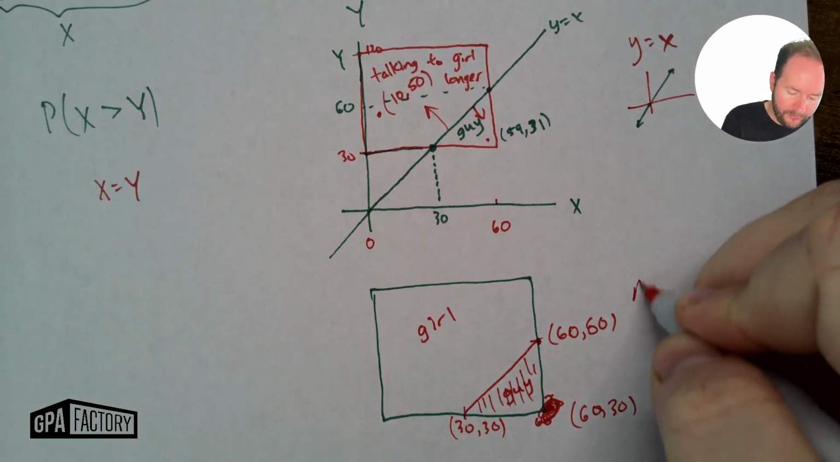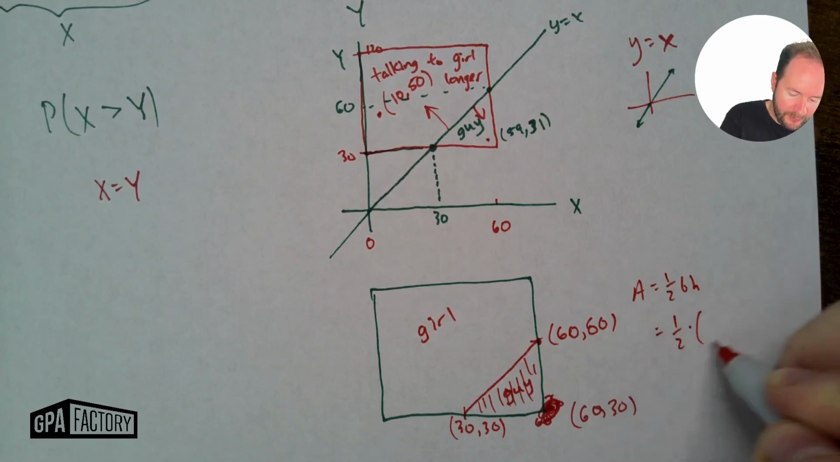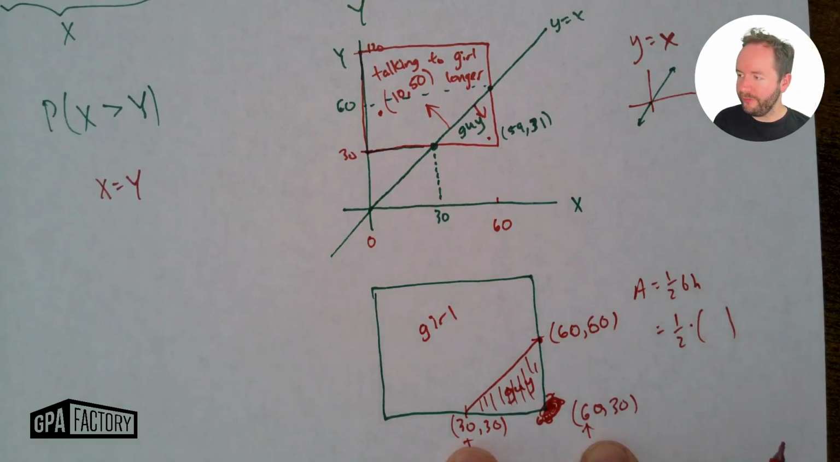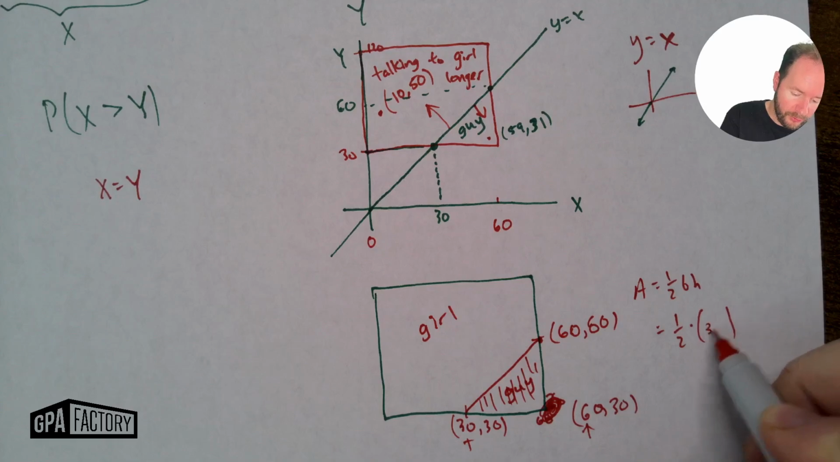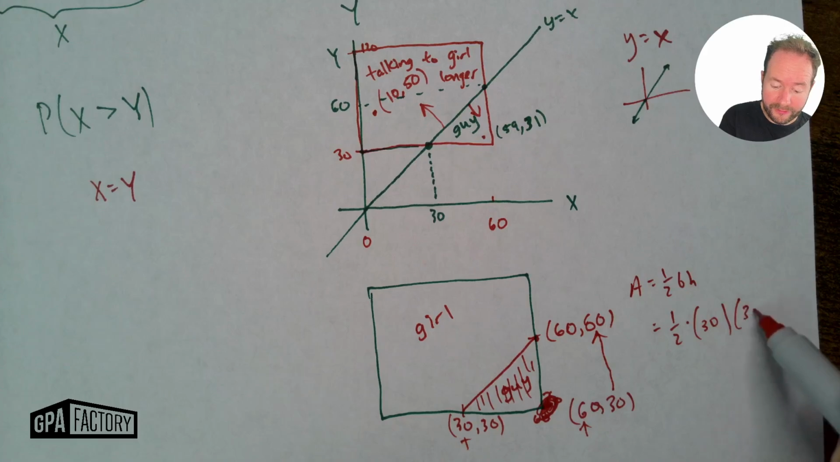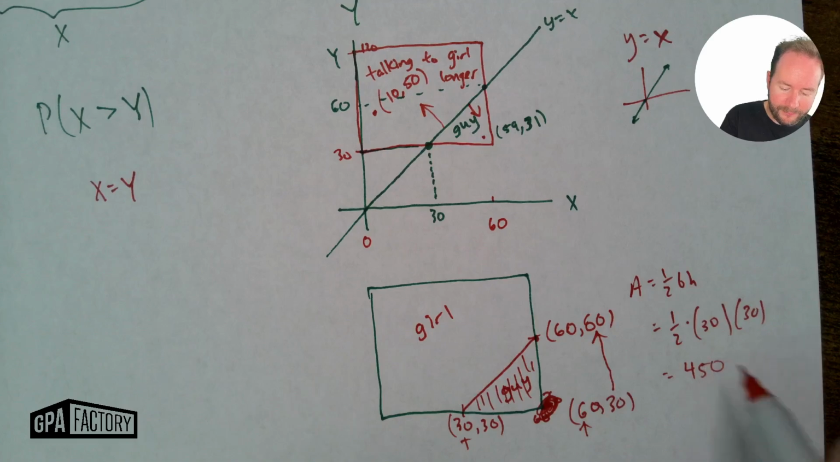Well, the area of a triangle is 1/2 base times height. So I have 1/2 times the base length, which is the horizontal distance from 30 to 60, a distance of 30. The vertical distance is from 30 to 60, another distance of 30. So the area of this triangle is 450. Now that doesn't give me the probability.